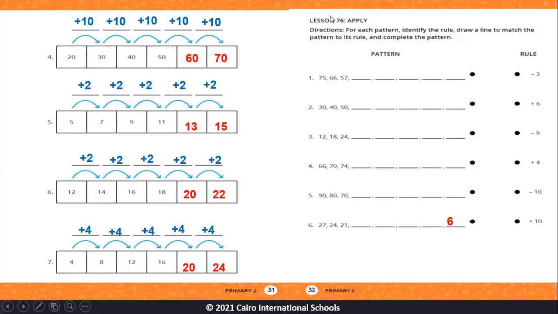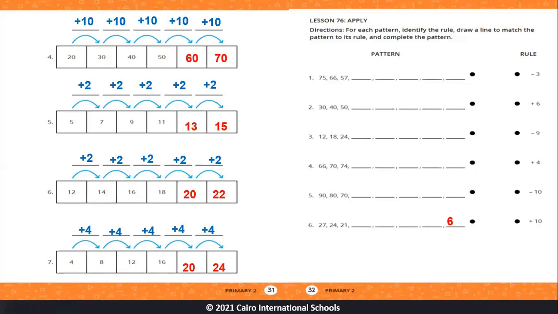The next question, lesson 76, sorry. Identify the rule, draw a line to match the pattern to its rule and complete the pattern. Here we have some patterns and we're gonna explore the pattern rule and complete the pattern, okay? Look carefully at the first pattern, 75, 66, 57.